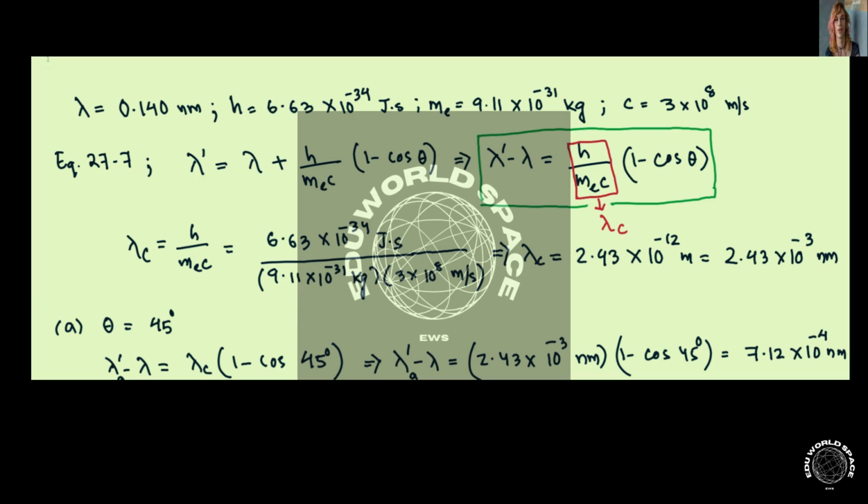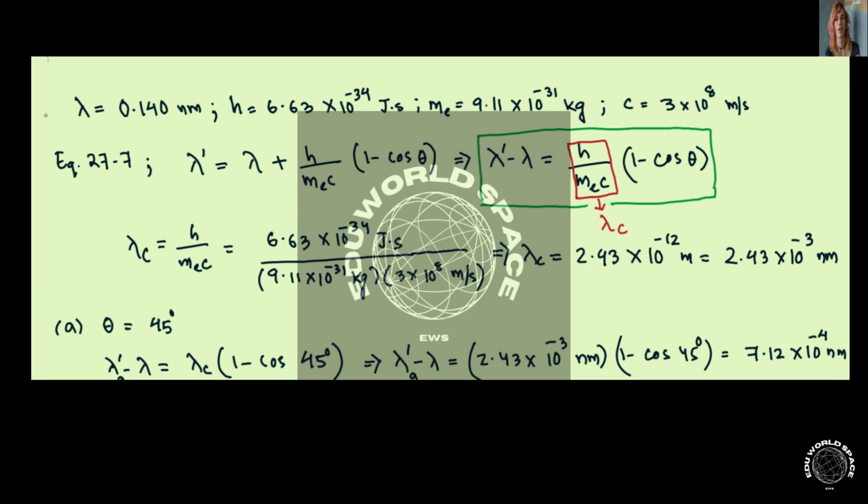Now notice that the question is asking about the Compton wavelength shift. So basically this is the value that the question is asking for. So we don't need to use the value of lambda or the initial wavelength at all in this equation. This might be a little confusing for you, but yeah, you don't need to use that in this question.